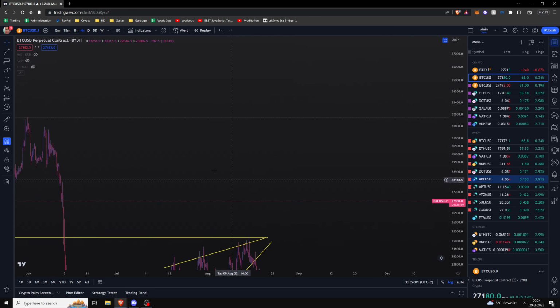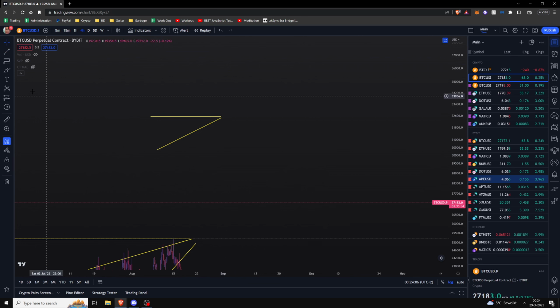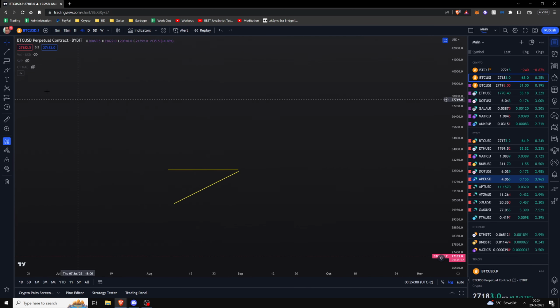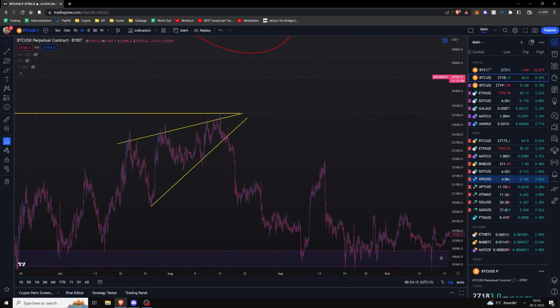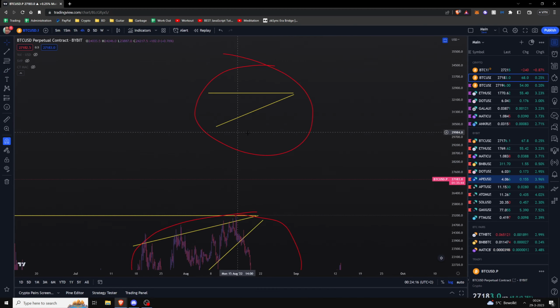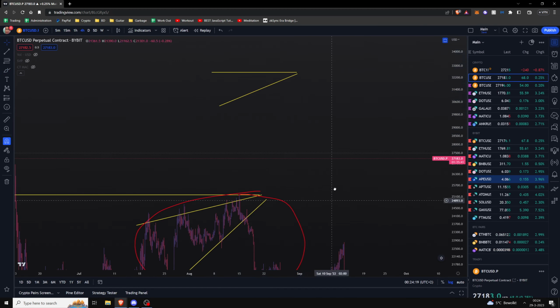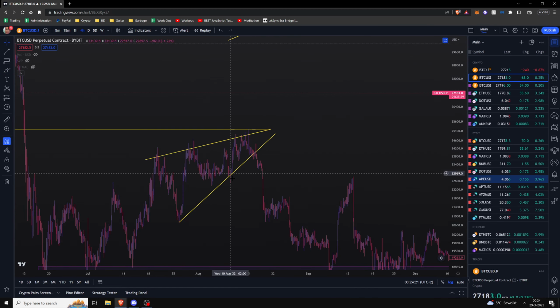This one, the ascending triangle, right? This is bullish. This is the bullish pattern. This is a bearish pattern, right? This is the rising wedge. This is the ascending triangle. I will just generally end up calling these pizzas because they're kind of just pizza slices.